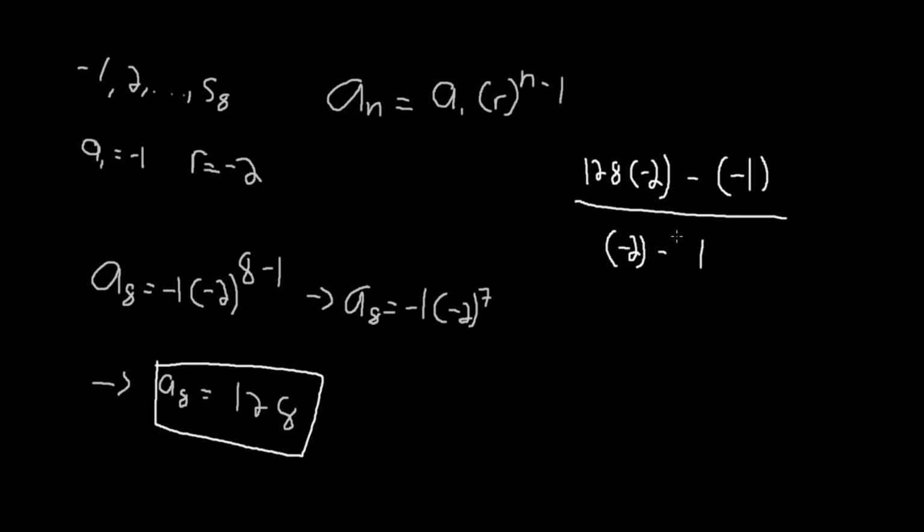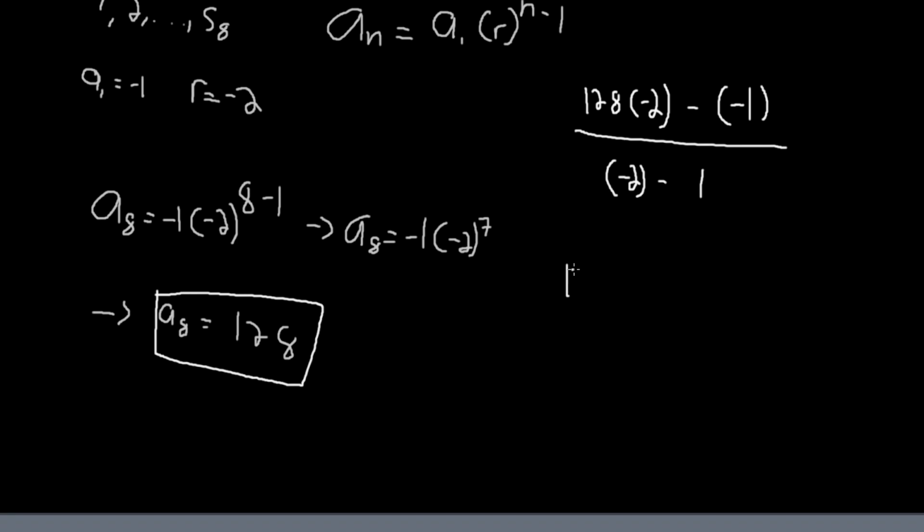The -2 is the first one that comes up there, so our denominator is going to be -3, because -2 minus 1 becomes -3, and the numerator becomes positive 1. Let me write it down for you. 128 multiplied by negative 2, plus positive 1. Divide that by negative 3.